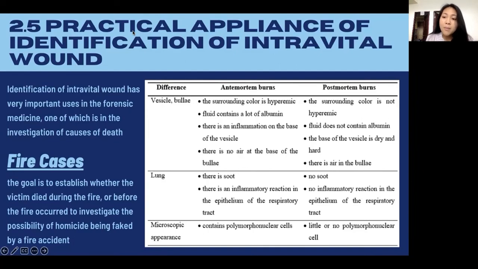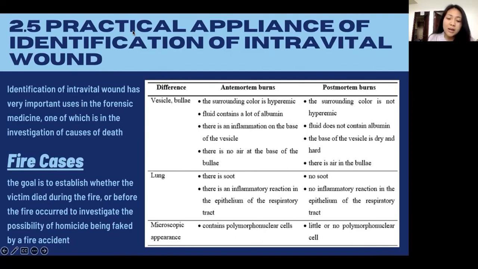bulla. But in postmortem burns, the surrounding color is not hyperemic, fluid does not contain albumin, the base of the vesicle is dry and hard, and there is air in the bulla. And in lung point of view, the antemortem burns, there is soot and there is an inflammatory reaction in the epithelium of the respiratory tract. But in postmortem burns, there is no soot and no inflammatory reaction in the epithelium of the respiratory tract.